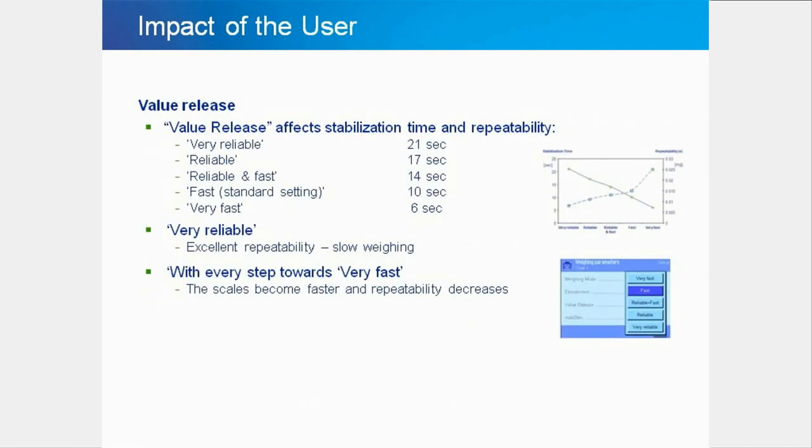Value release affects stabilization time and repeatability. Value release parameters are very reliable, reliable, reliable and fast, fast and very fast. Let's have a look at two parameters, very reliable and very fast. Very reliable parameter gives excellent repeatability of balance, but reduces the speed of weighing. The very fast parameter increases the weighing speed, but decreases repeatability.